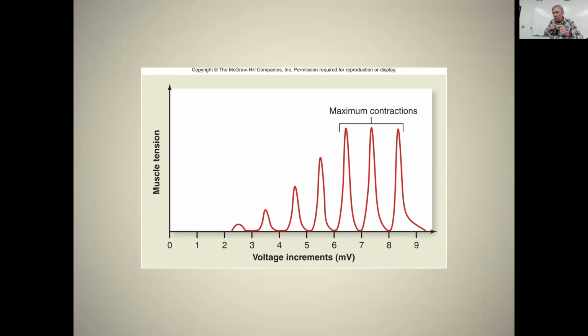You turn up the voltage, and then you start recruiting more and more muscle cells to fire. So the tension keeps increasing the more you turn up the voltage until you get over here to maximal contraction. At this voltage level, you are now contracting every single muscle cell in the whole muscle, and therefore if you increase the voltage, you're not going to get any more tension because you're already contracting every muscle cell in the muscle.